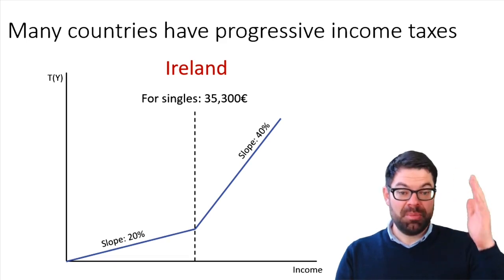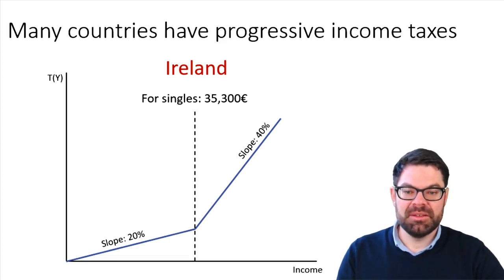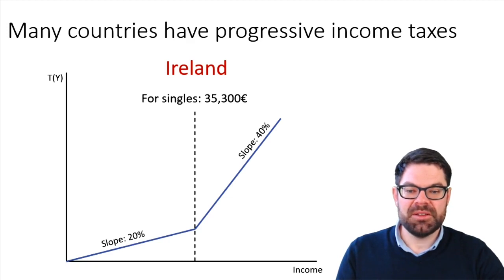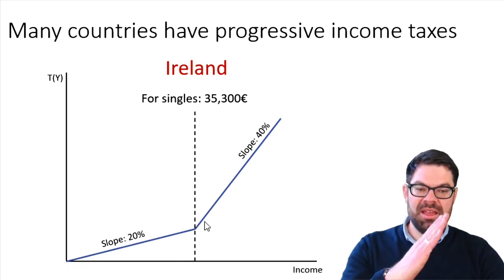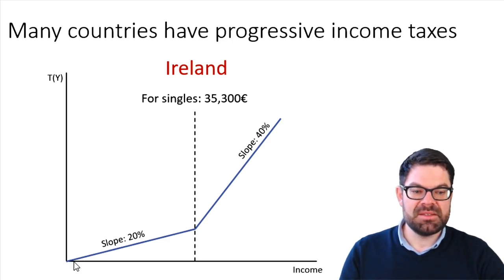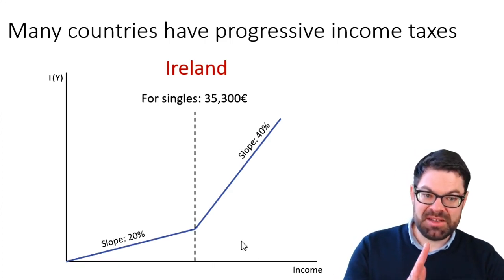Anything above that threshold, every additional euro is taxed at 40%. So Ireland has those two tax brackets. And so every additional euro here is taxed at 40%. That's why the slope of that curve is a lot steeper. Okay? So the way to read this is, if your income increases, your tax bill also increases proportionally. The tax bill here is the amount of euros you owe to the taxman. It increases proportionally, and if it exceeds that threshold, it increases proportionally but at a higher rate.